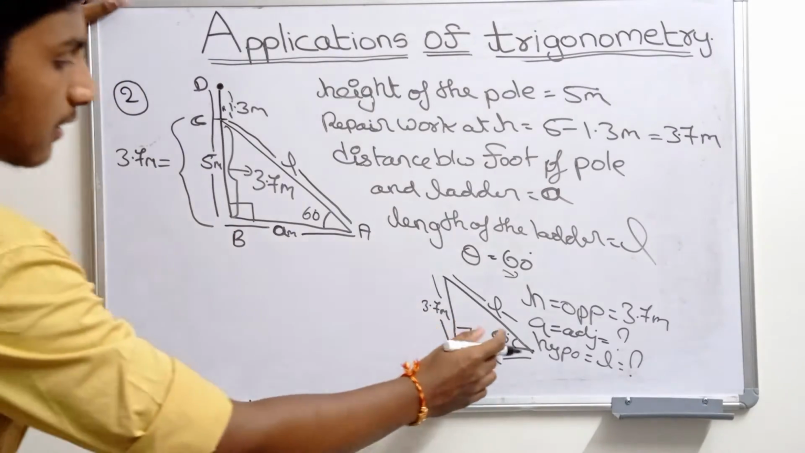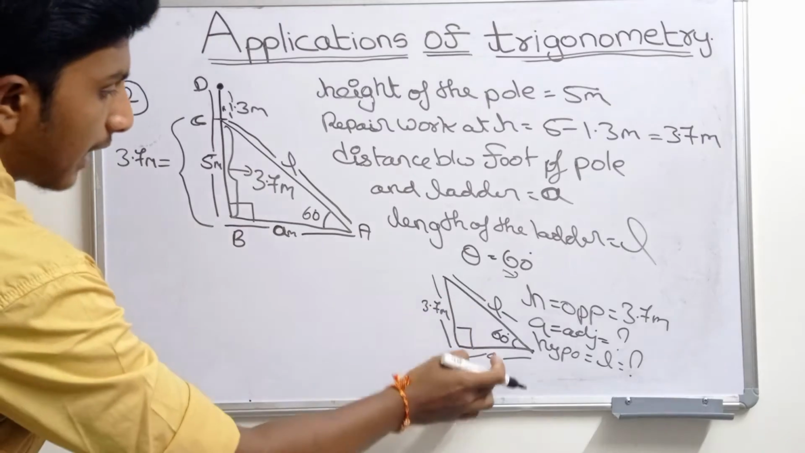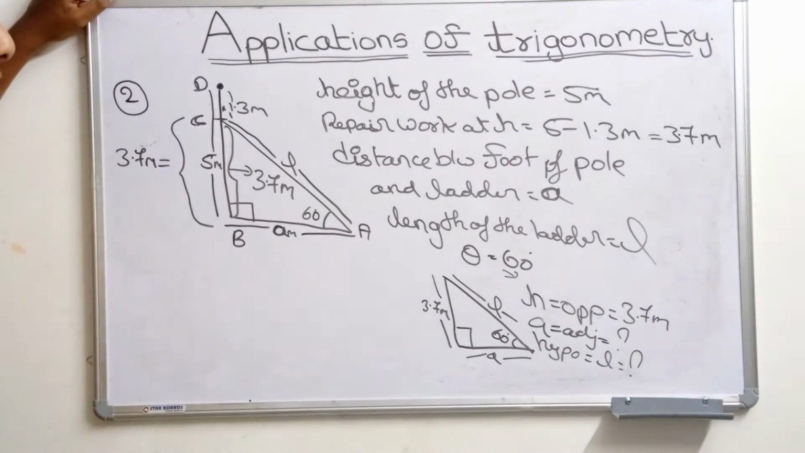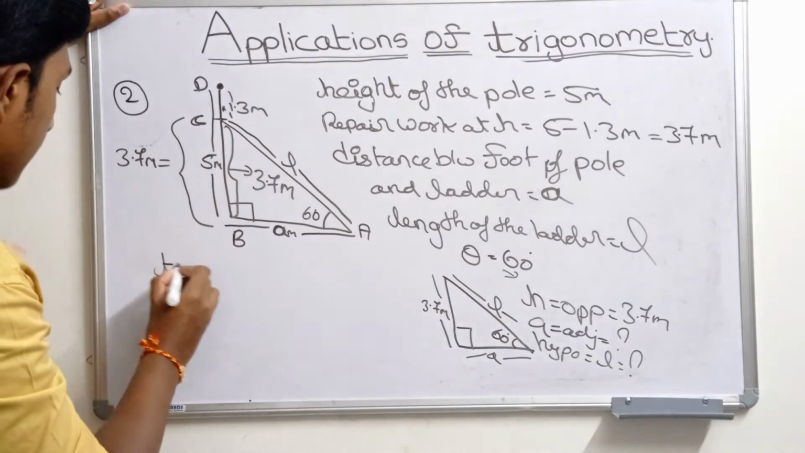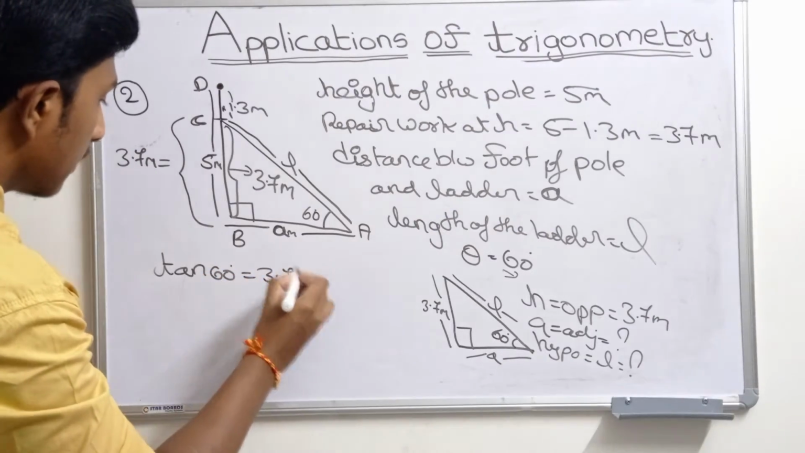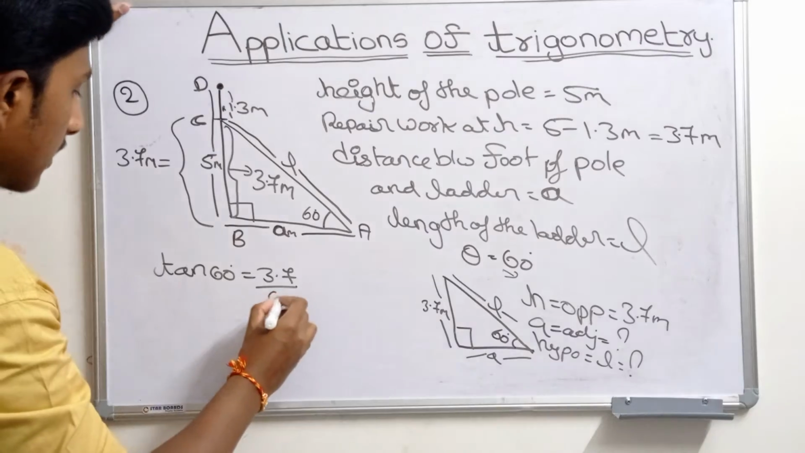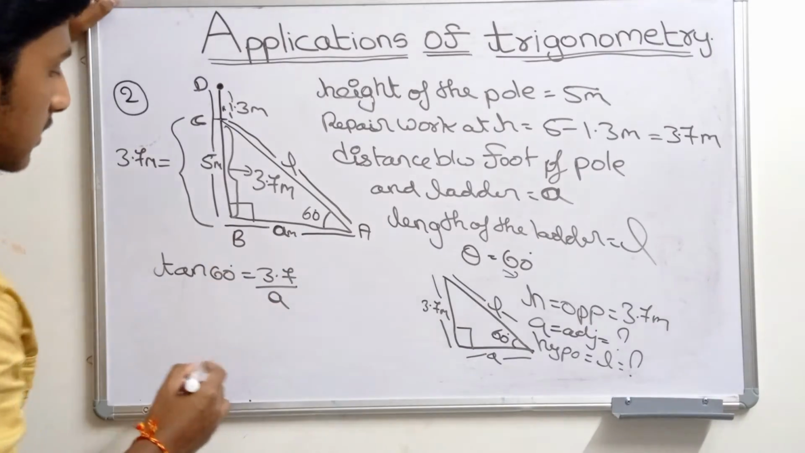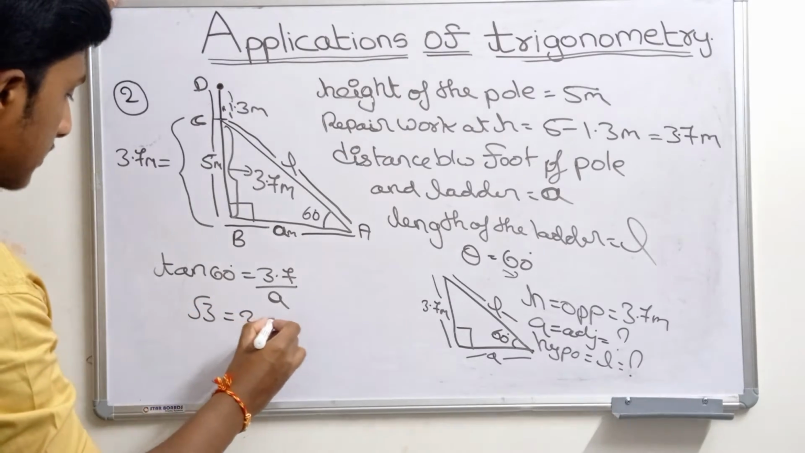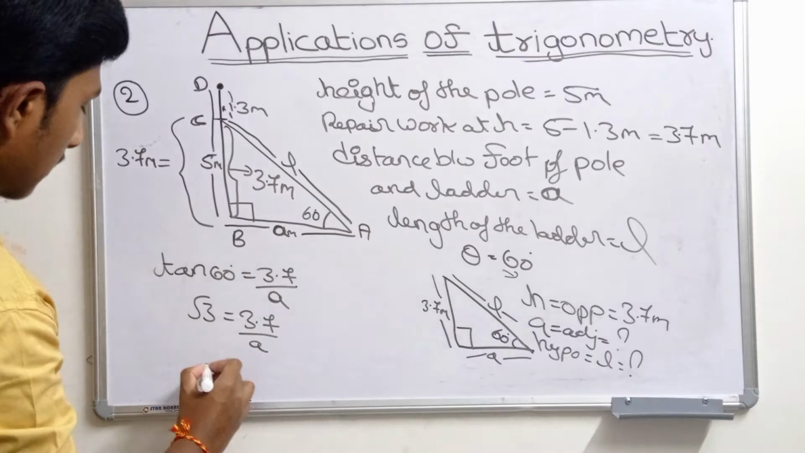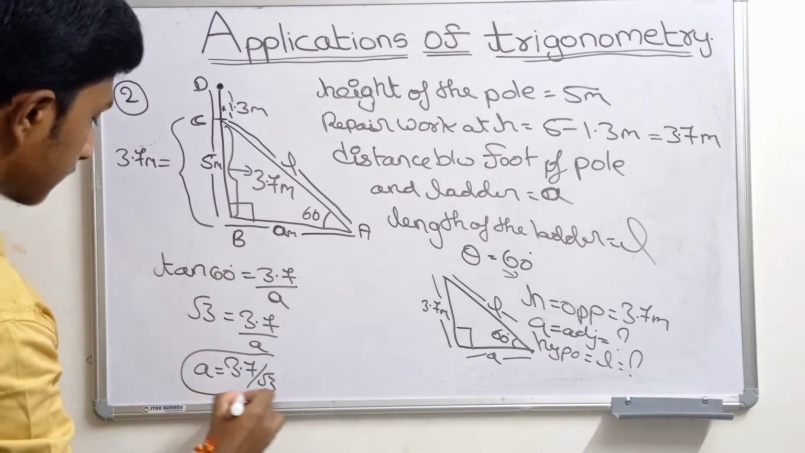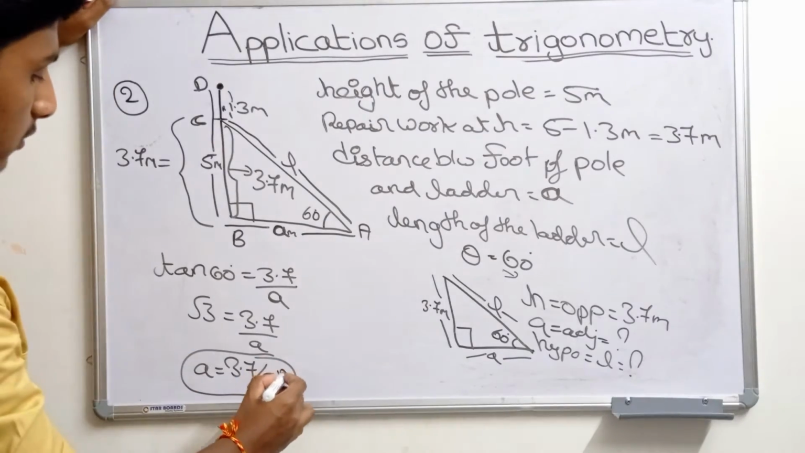First I'll go with the adjacent. Opposite and adjacent I'm having. So what should I use? Opposite and adjacent, and angle theta is 60 degrees, so we can go with tan. That means tan 60 degrees is equal to opposite 3.7 by adjacent. Adjacent is equal to A. Tan 60 degrees is root 3. 3.7 by A is equal to root 3. A is equal to 3.7 by root 3 meters.